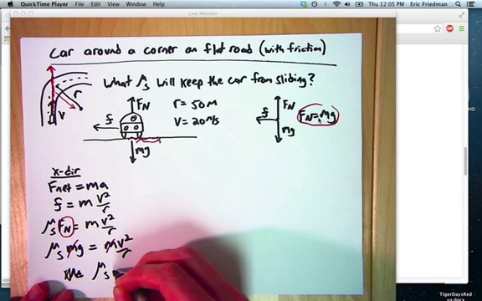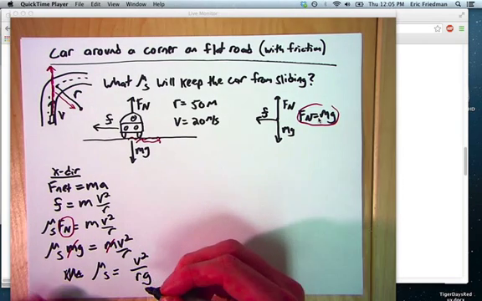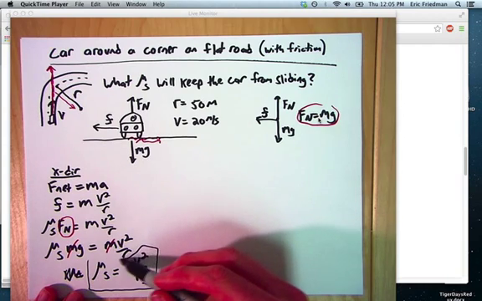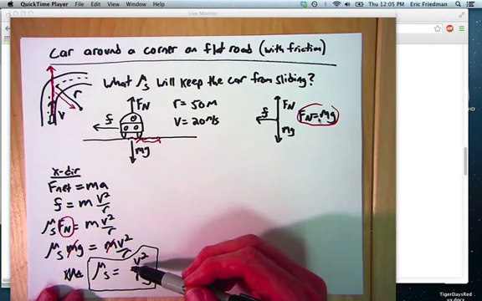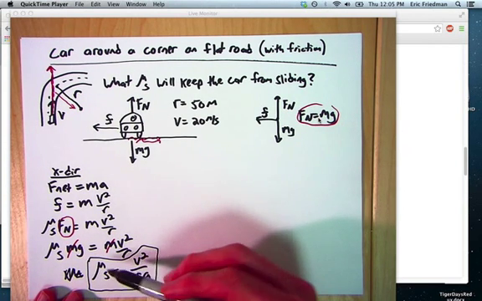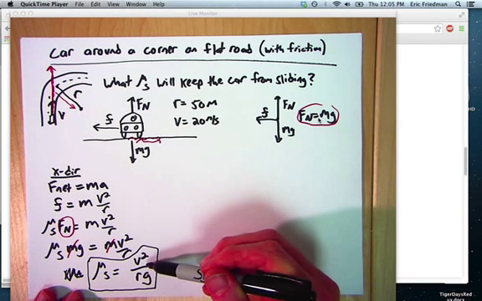Mu s is going to be v squared over r times g. So this is sort of an equation that you can remember. What this says is that if you're going to go around a corner with a radius r, and you're going to be going this fast, you need to have a static friction coefficient of this much, or you're not going to make it around the corner. If your static friction isn't this much, then you're not going to make it around the corner.